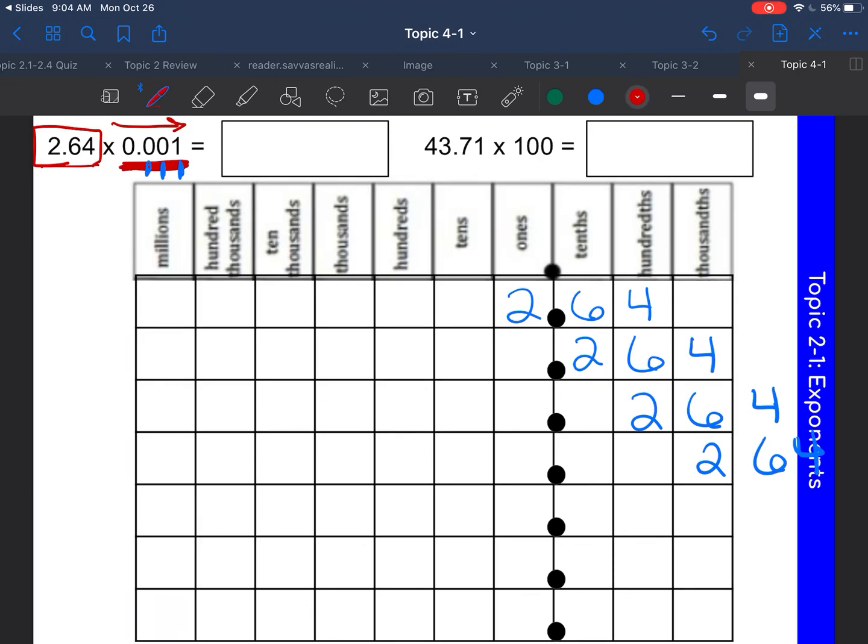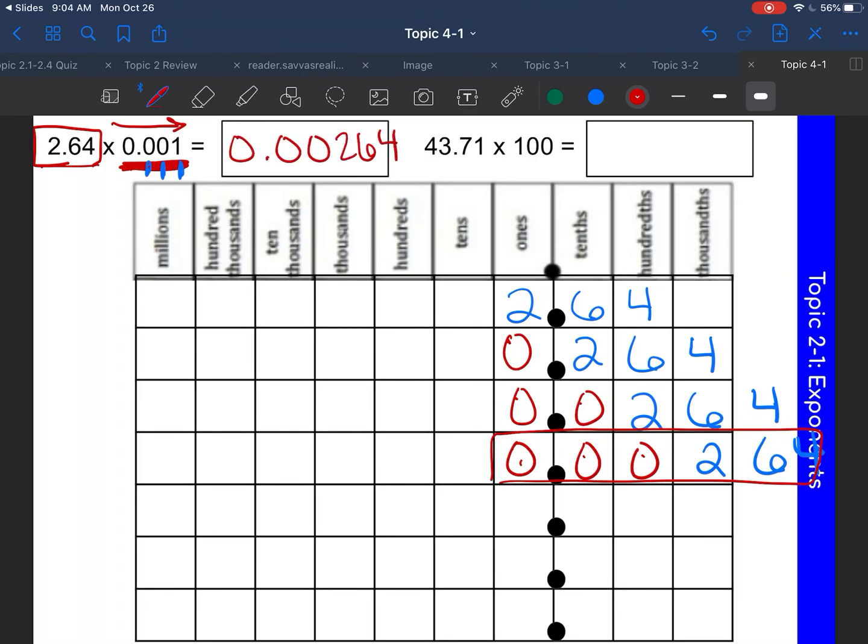All right. Now, again, any place, like you see all these places here that are blank, you can fill in with zeros. So my answer, 2 and 64 hundredths times 1,000th, is this. A really, really, really tiny number. That's tenths, hundredths, thousandths, 10,000ths, 100,000ths. So it's 264 100,000ths, okay? Because we're multiplying by a number that is less than 1, a tiny number. So we're going to get an even tinier product.